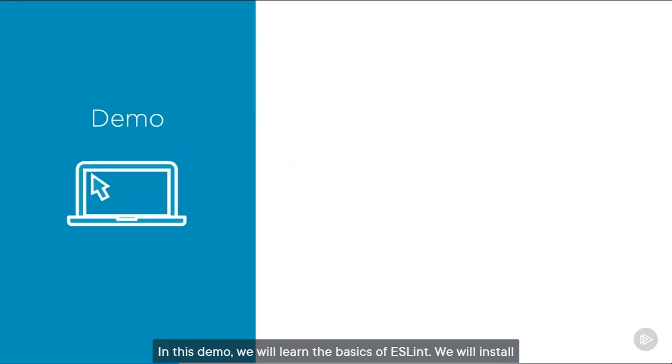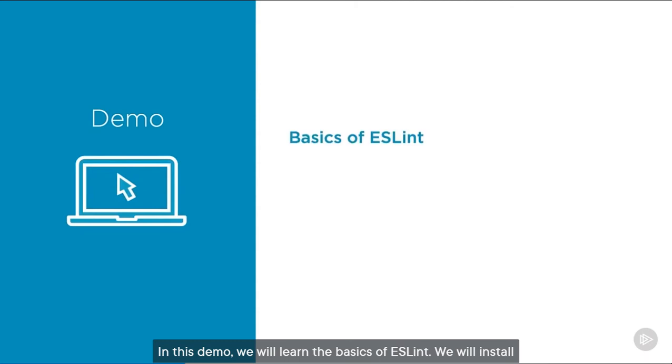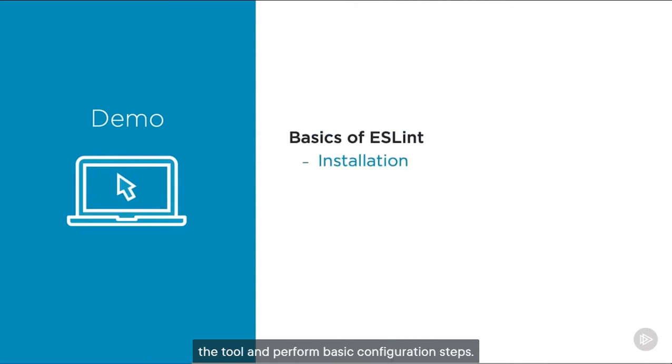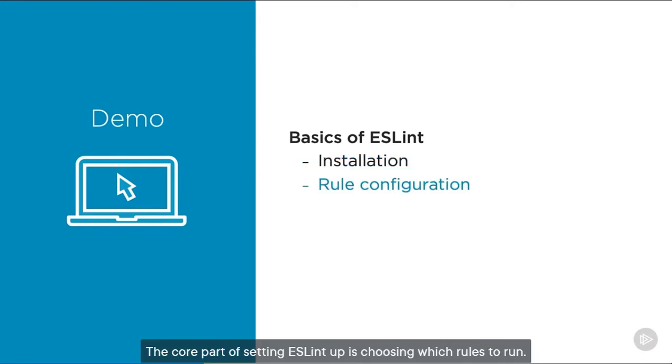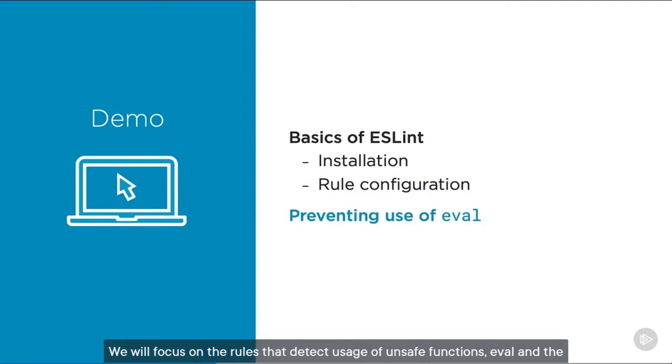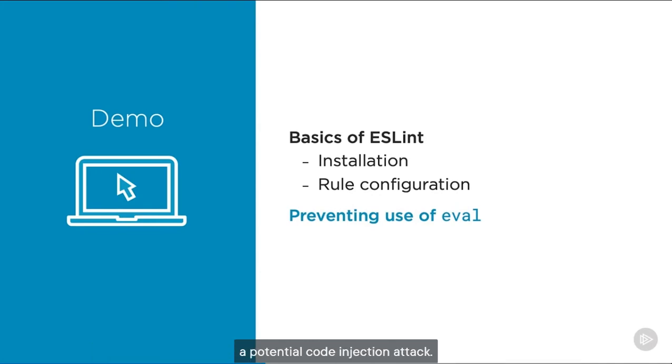In this demo, we will learn the basics of ESLint. We will install the tool and perform basic configuration steps. The core part of setting ESLint up is choosing which rules to run. We will focus on the rules that detect usage of unsafe functions, eval, and the function constructor. We will run ESLint on the original version of the Wired Brain Coffee e-commerce application and demonstrate how it allows us to detect a potential code injection attack.